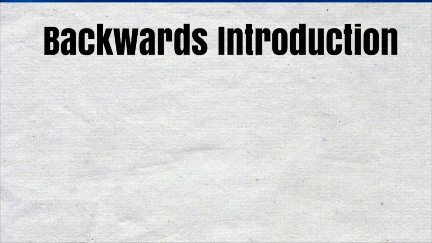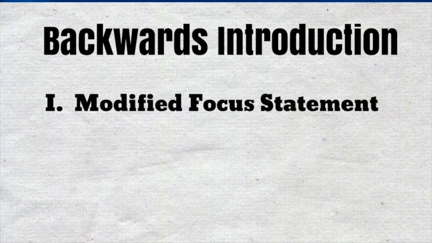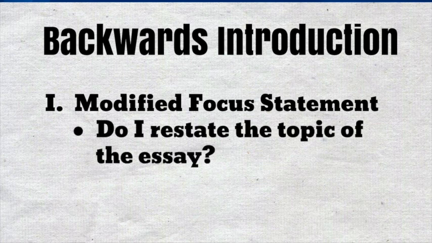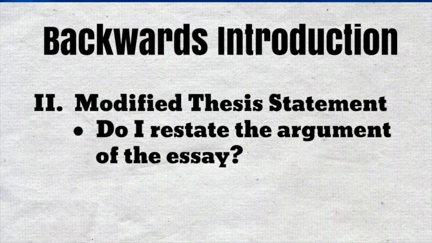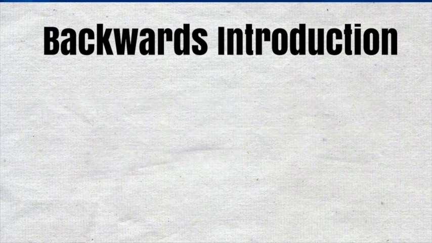So the best way to think about a conclusion is just simply a backwards introduction. Remember, you start off with just a modified focus statement. Basically, what was that essay about? What is the general topic of that essay? So ask yourself, do I restate the topic of the essay in my conclusion? Then you will have a modified thesis statement. In a modified thesis statement, you just restate the argument, that thesis, but in slightly different words, because you don't want to be repetitive and put it exactly like you had it in the introduction. So just be like, okay, how can I say this but a little bit differently? That's the modified thesis statement.